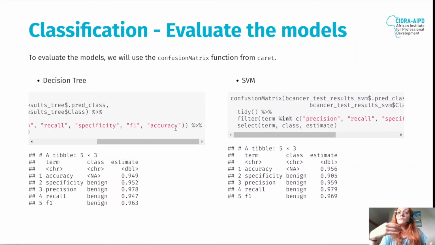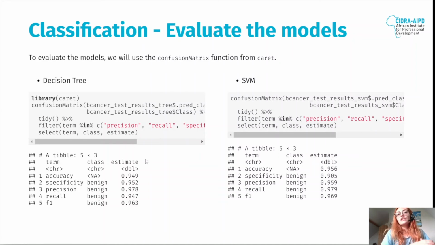You can see all of them, so you can start getting used to the different performance metrics that you can have access to on a classification problem. And I'm just selecting the term, that's the name that they give for the actual performance metric, the class, that is the class, if it's benign or malignant, and that actually represents the reference. So it's saying that it's using benign as reference. That would be the ones or the zeros, and the estimate. And that is the actual performance metric.